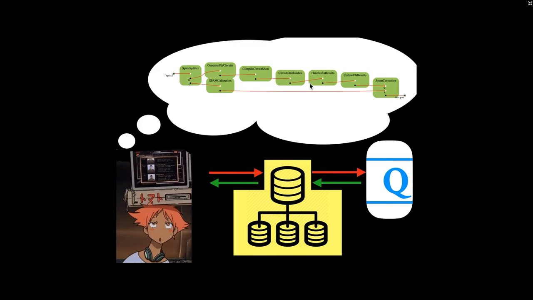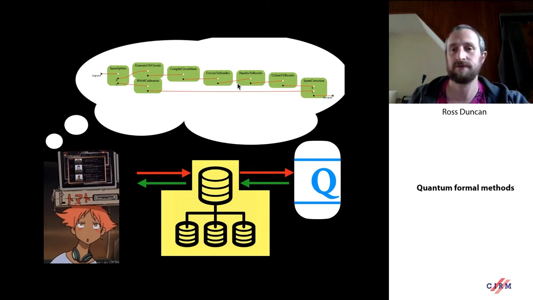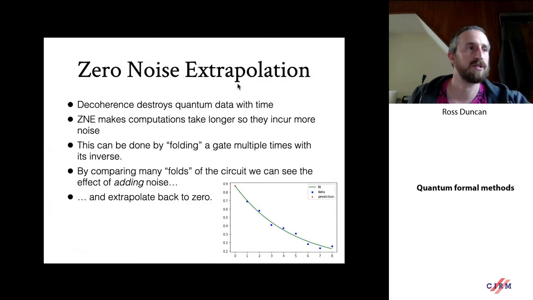And so that's the lovely thing about having nice types, which are well behaved. I'm going to do one more example of this. Something which is, I think, quite well known, but it's also kind of cool, which is called zero noise extrapolation.